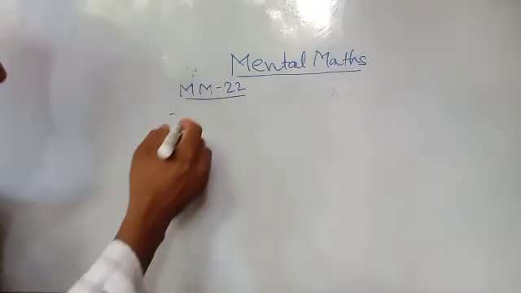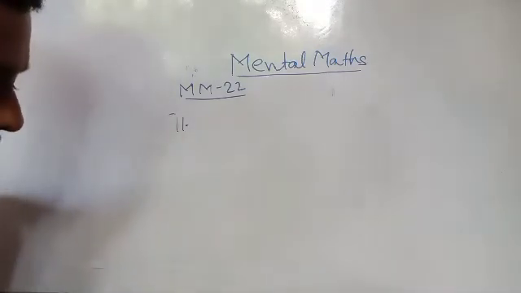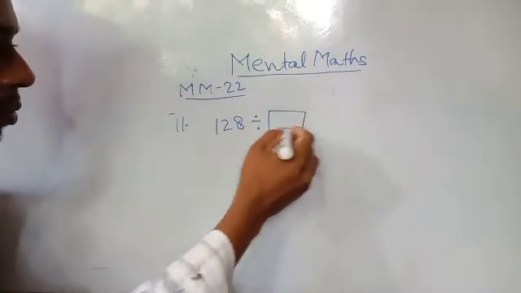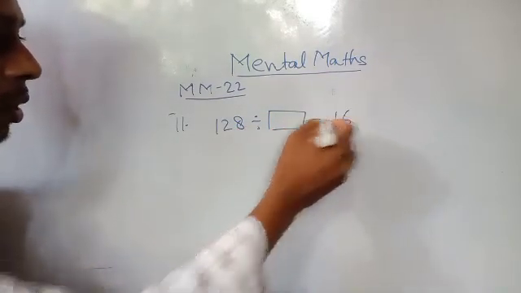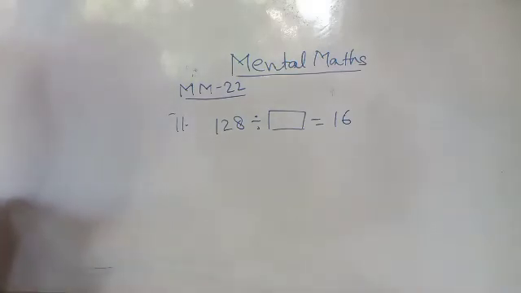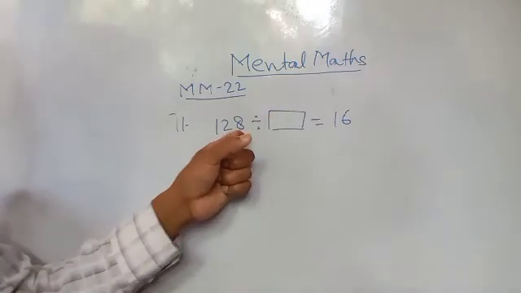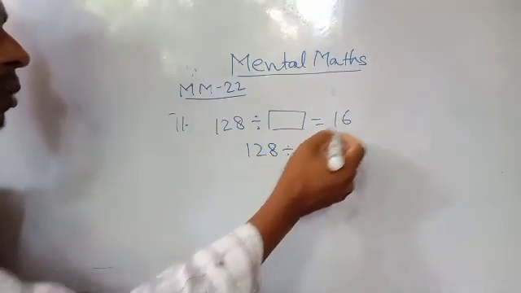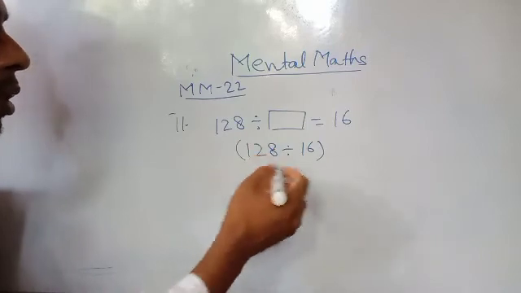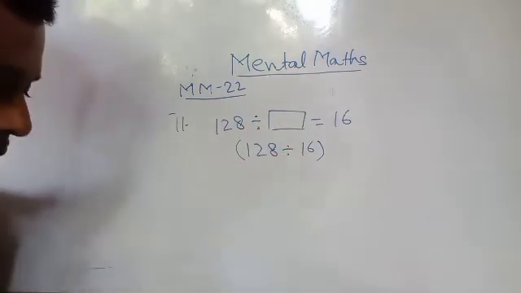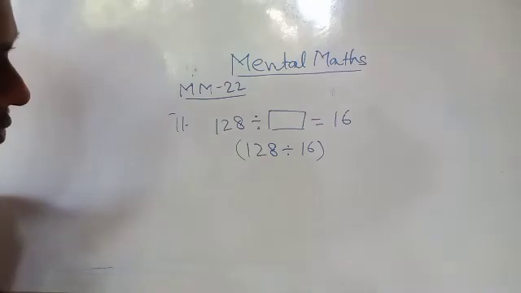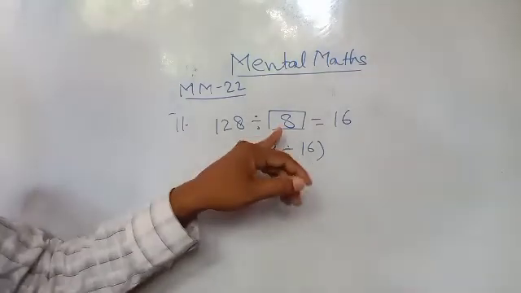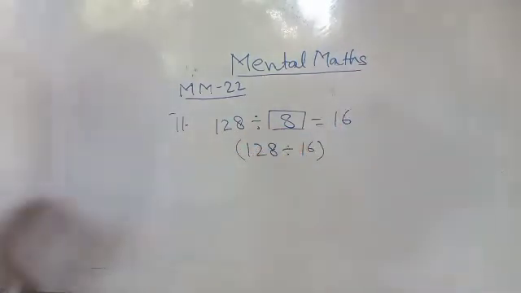Next, number 11. 128 divided by dash equal to 16. By which number do you have to divide 128 to get 16? Easily you can find out. It is 8. 128 divided by 8, the answer will be 16.